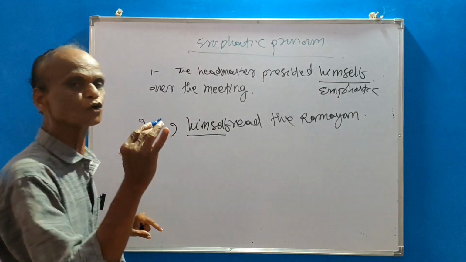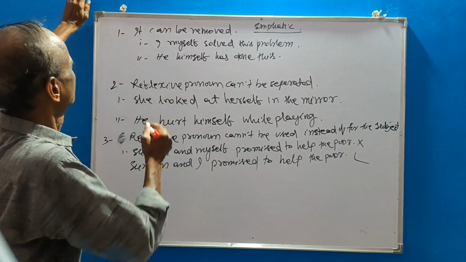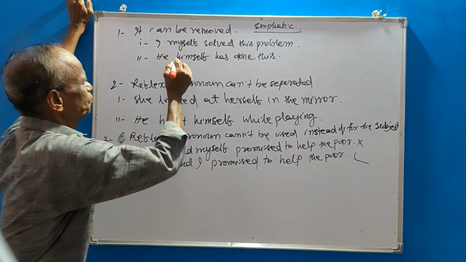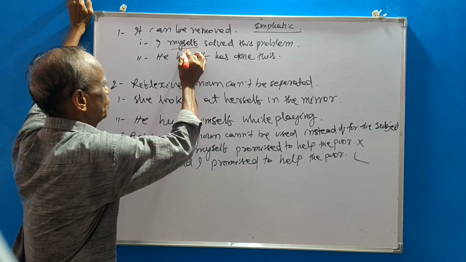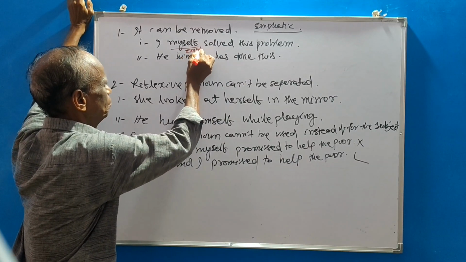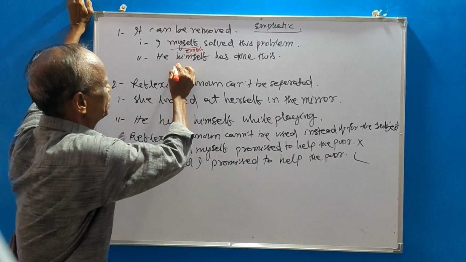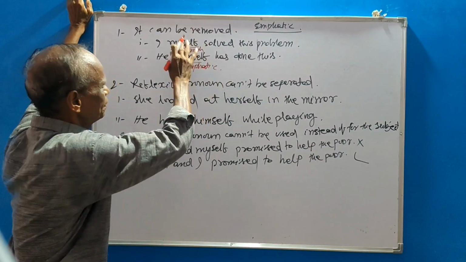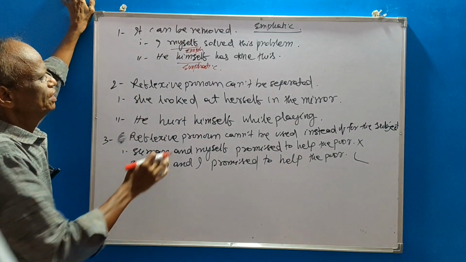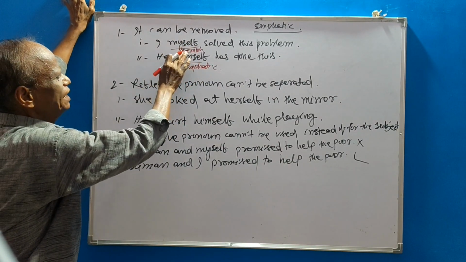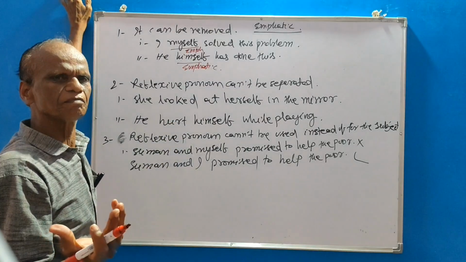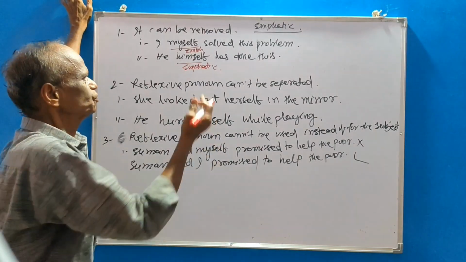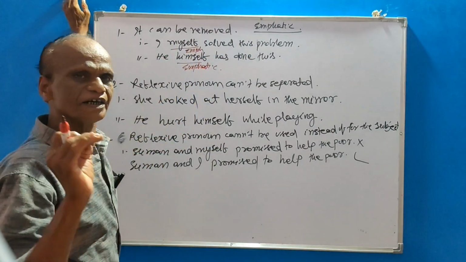Next, rules. Emphatic pronoun can be removed. I myself solve this problem. I myself, emphatic pronoun. He himself, emphatic pronoun. That is the emphasis of myself and himself. It can be removed. I solve this problem. Correct. He himself has done this. He has done this. Correct. So, emphatic pronoun can be removed.